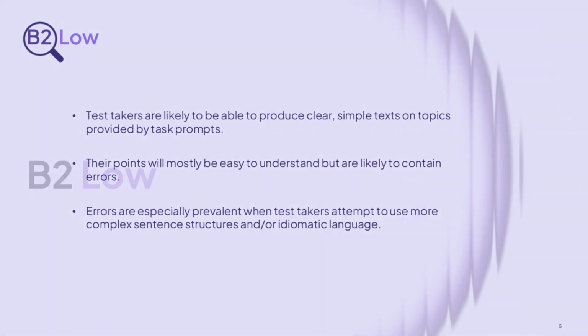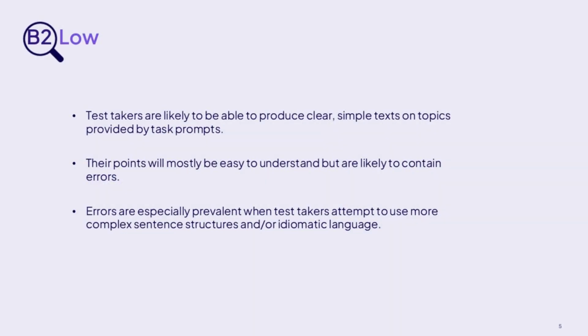At the low B2 level, test takers are likely to be able to produce clear, simple texts on the topics provided by task prompts. Their points will mostly be easy to understand, but are likely to contain some errors, especially when test takers attempt to use more complex sentence structures and/or idiomatic language.